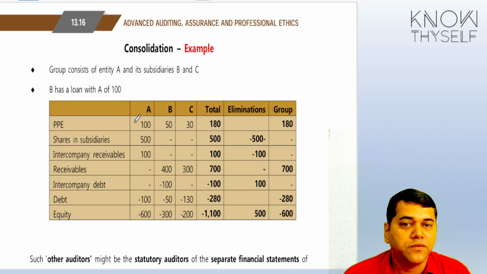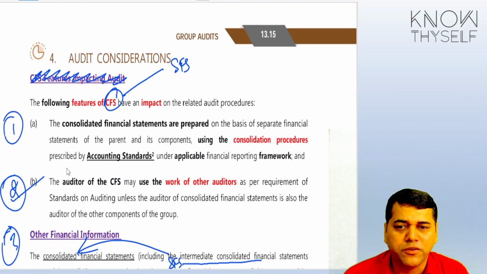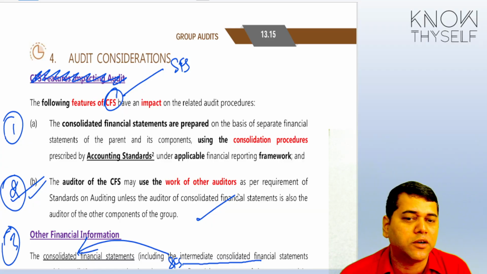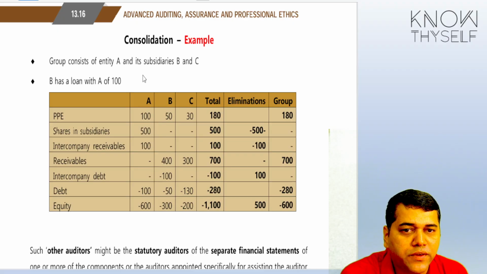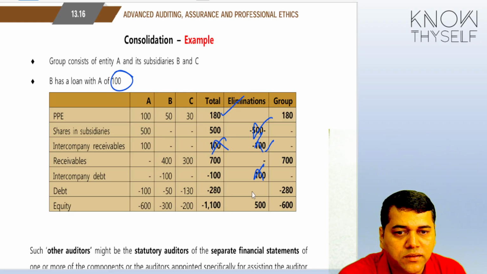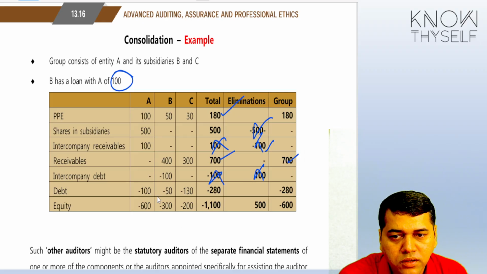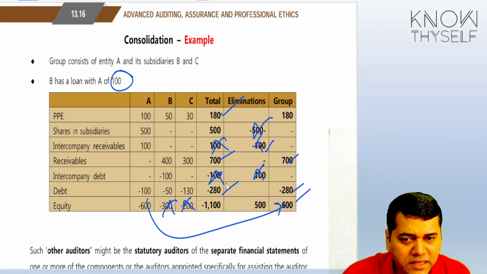Now, group consists of, then a consolidation example they have given. I don't know why. So, you can ignore this, friends, because this point we have already seen, and this explanation you can give as part of this. Now, they gave an example. Group consists of A, B, C. B has got a loan with A, 100. How is consolidation going to happen? PP will get full, shares in subsidiary will get eliminated. Intercompany receivables, because they said they have got a loan of 100, will get eliminated. Then receivables will be full, debt will be full, and equity of the subsidiaries will get eliminated. Only parent will remain. This is a very simple example.